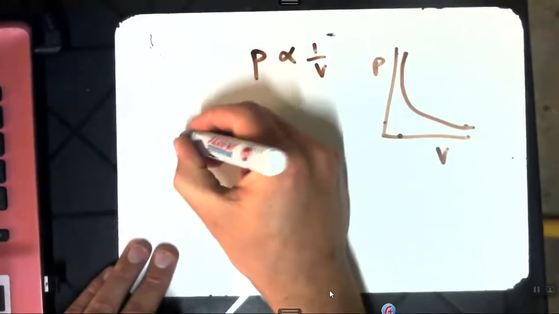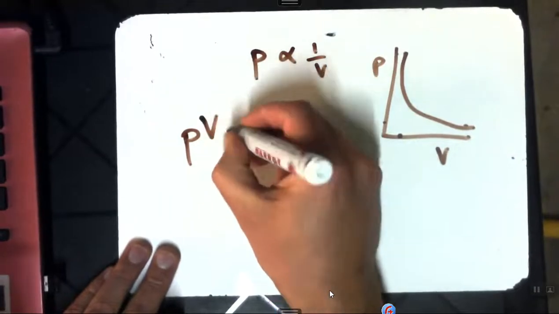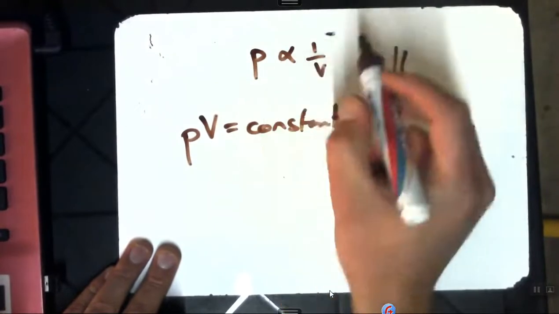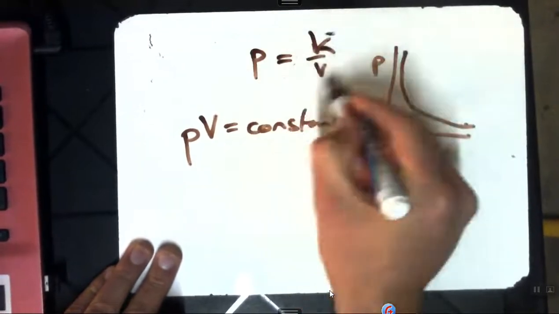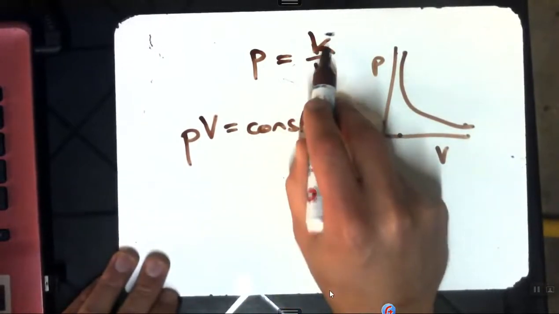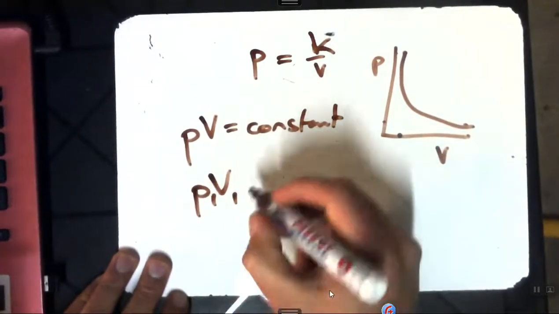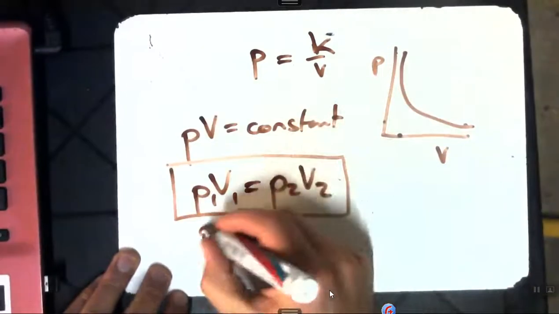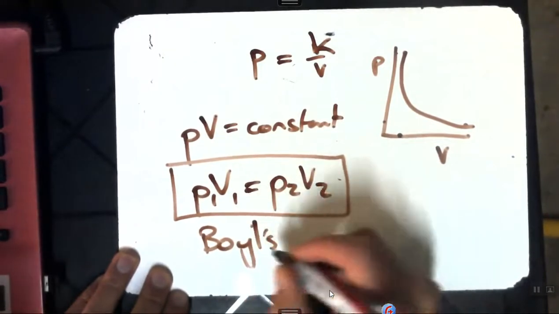Okay, and that gives us the value that pressure times volume is constant. So when we make that an equal sign, we add a constant. You'll learn this in extended mathematics. So therefore, pressure times volume gives me a constant value. And from that, if pressure 1 times volume 1 is constant, and pressure 2 times volume 2 is constant, we have this formula known as Boyle's law.